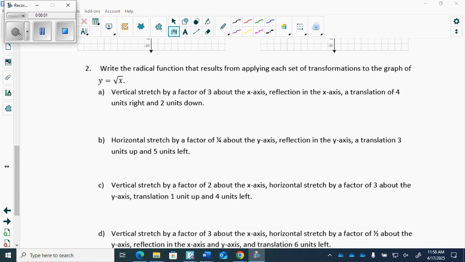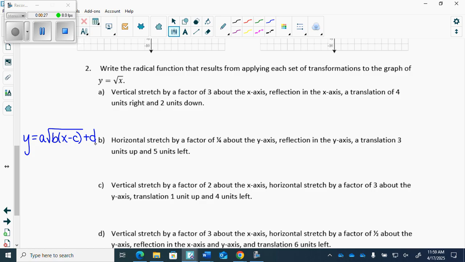This one says write the radical function that results from applying each of the transformations. So this one we have a vertical stretch by a factor of 3. So remember that the form for a radical is y equals a square root of bx minus c, plus d. So same letters as before, right? If it's with the x, it's under the radical. If it's outside the x, it's with the vertical.